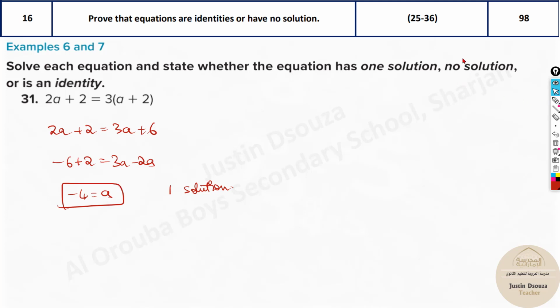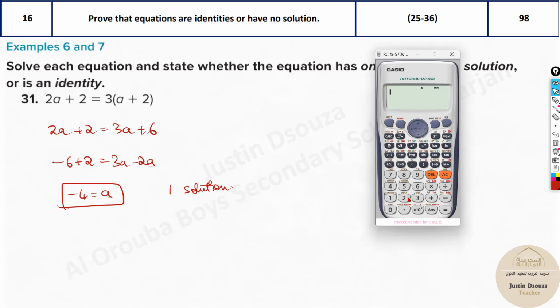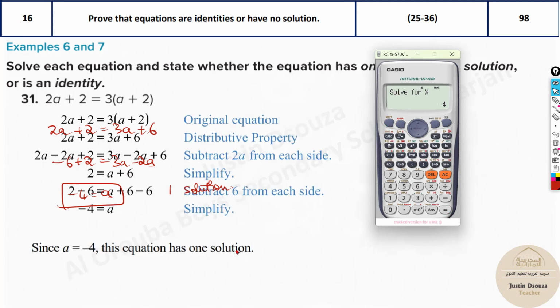Let's just double check it. Here, type the equation as it is. 2 alpha x plus 2 equals 3 times alpha x plus 2. Close the bracket, shift and solve. What's the answer? Minus 4. So here we have exactly one solution. That is the answer.